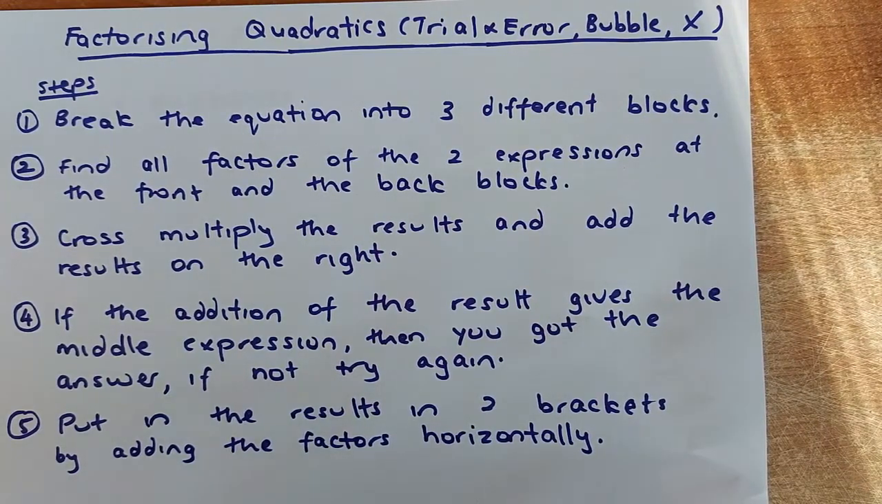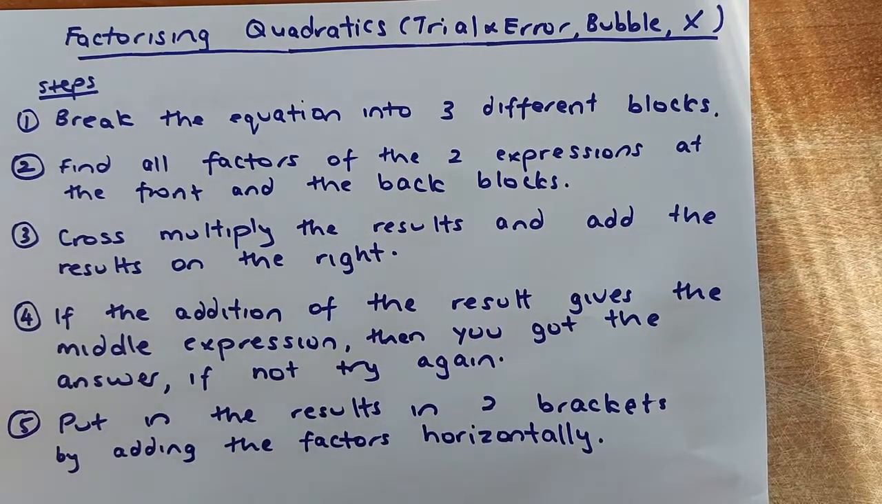In the first video on factorizing quadratics, I taught you a method. And now we are going to learn the second method. It's called the trial and error method, or the bubble, or the X method. This is the most convenient, the fastest way, but you need to be able to do the steps in a logical way. So the steps are as follows.